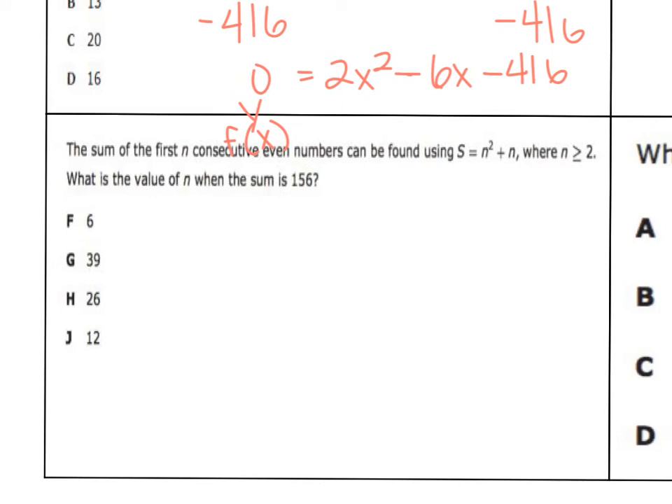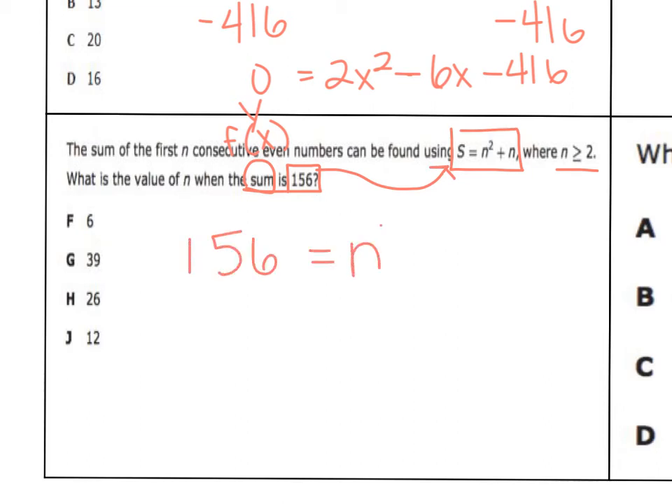Next question. The sum of the first n consecutive even numbers can be found using this equation where n is greater than 2. What is the value of n when the sum is 156? So sum is 156. We will replace the letter s with 156 equals n squared plus n. Now remember, before we graph, we want to make sure all the numbers are on the same side. So minus 156.